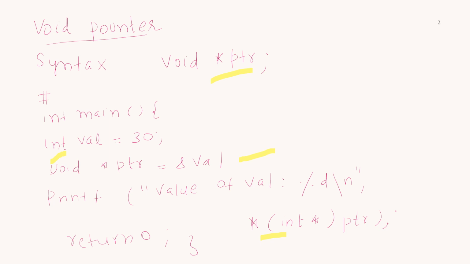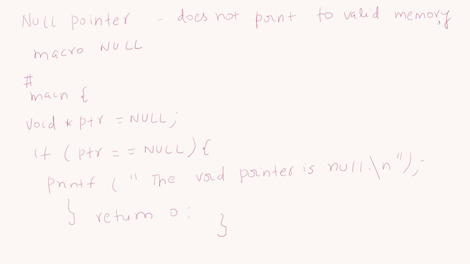And next we will move on to the null pointer. This null pointer does not point to any valid memory location. And here it is represented by the macro NULL, which is defined in the header files. So here is a sample program to understand the concept of a null pointer.